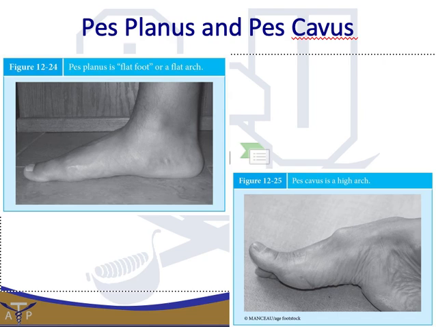Next, we're going to talk about pes planus and pes cavus. And these really aren't foot injuries per se, but they are conditions of the foot's medial longitudinal arch that we need to be aware of that could lead to other injuries. We look at pes planus. Pes planus is a flat arch, also called flat foot. And pes cavus is a high arch.